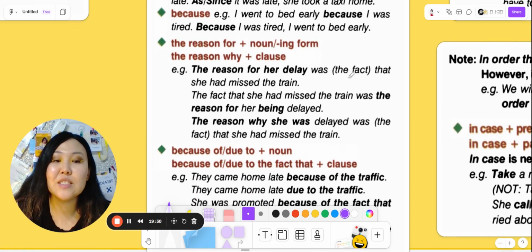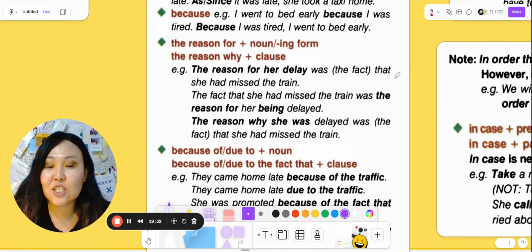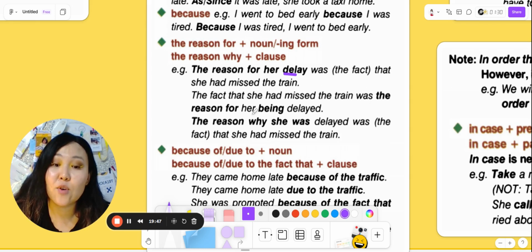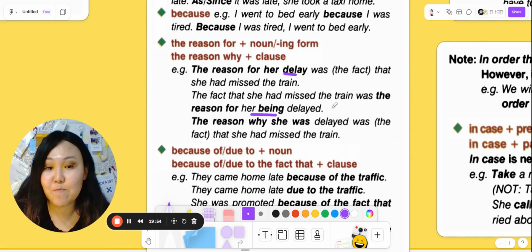The reason for her delay was the fact that she had missed the train. So we have the reason for her delay was... delay, noun here. The fact that she had missed the train was the reason for her being delayed. Here we have an ing: the reason for her being delayed. And the last one with clause: the reason why she was delayed was the fact that she had missed the train.